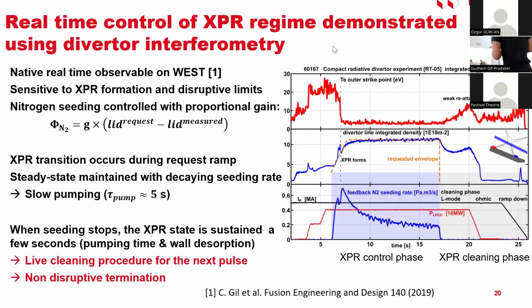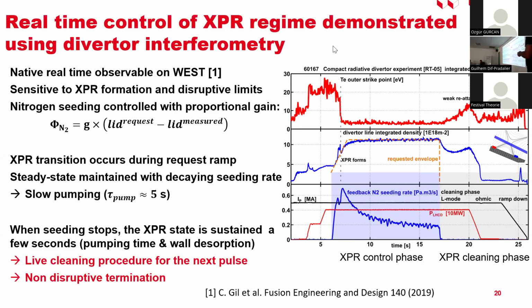Just a bit of advertisement, in the sense that this is not only a scientific subject. We try to use this MARFE to control interesting regimes in WEST. I'm showing here one of the first attempts, or a good attempt, to control this scenario. As I said, the interferometry system shows a good signature of the state of the divertor. The interferometry is a real-time observable in our machine. We use it to control the core density, but we can also use it to control the divertor. And we could demonstrate that we can adjust the nitrogen injection along time to maintain the divertor in the MARFE regime, steady state for 15 seconds here or less.